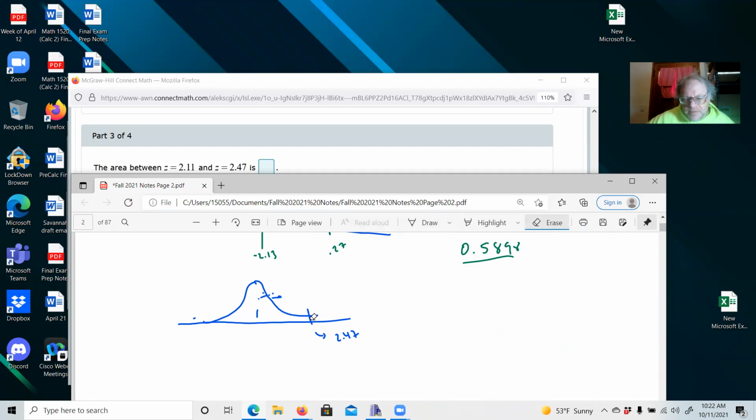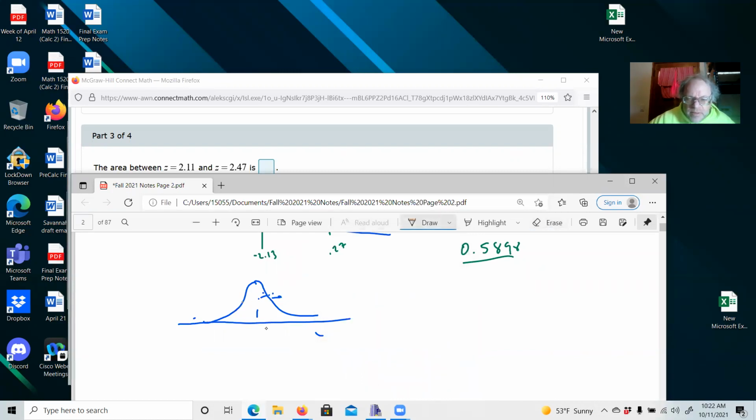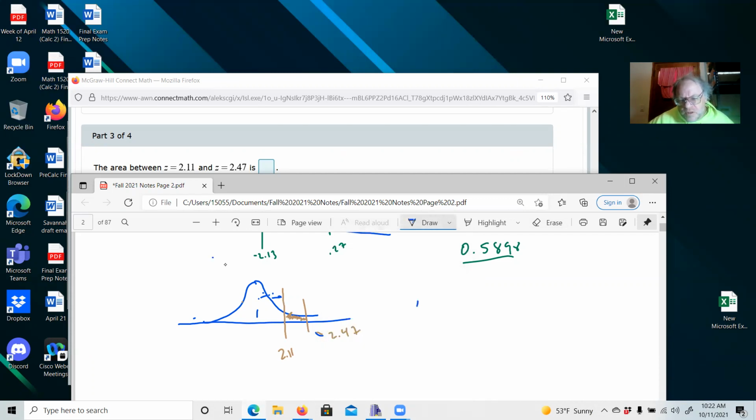Go ahead and make a different color here. Okay, so here was my 2.11. Here is my 2.47, and we want this little area in between here. All right. So in this case, we're going to go back and say, okay, well, we need normal. So norm CDF.